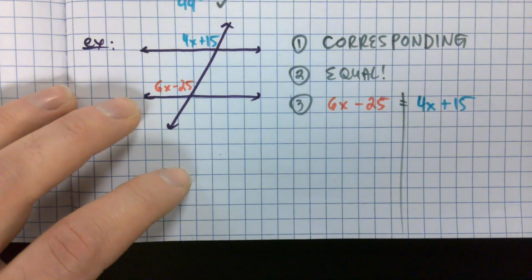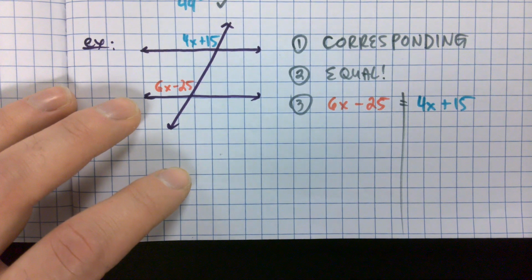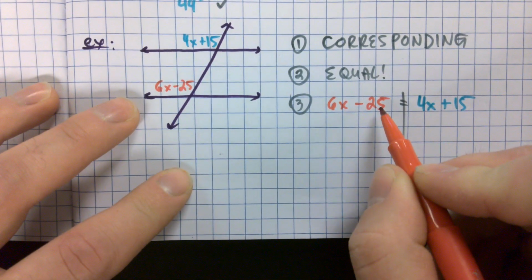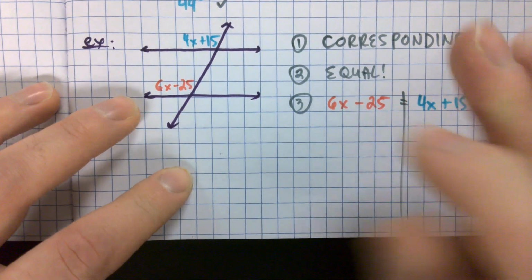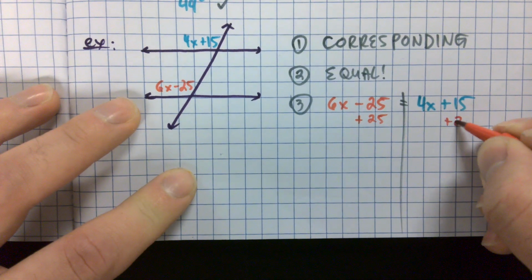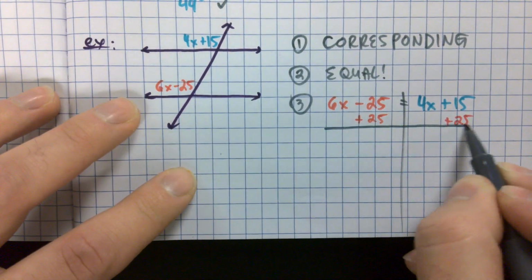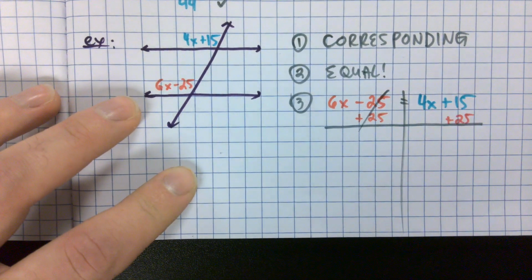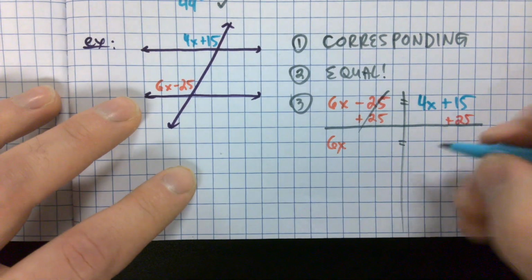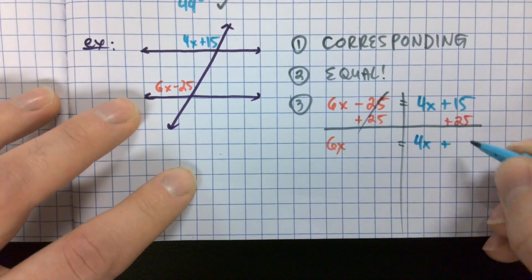Subtract what? 15? Let's add 25. The reason why is if we subtract 15 over here, we're going to have a negative number. I want to avoid that at all costs. Let's add 25 to both sides. What happens to my 25s on the left? Cross them out, leaving me with 6x equals 4x plus 40.